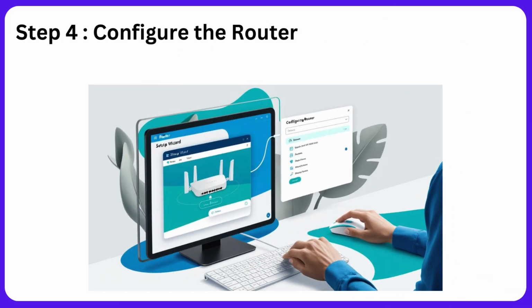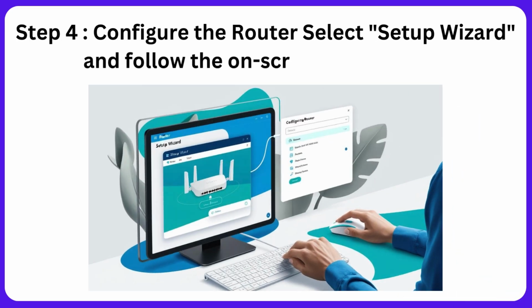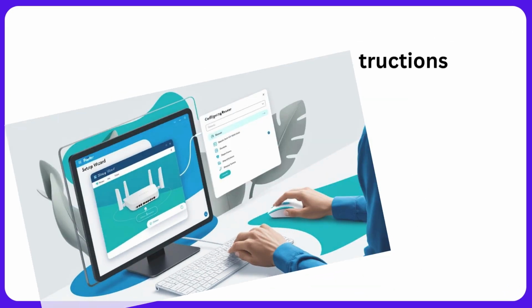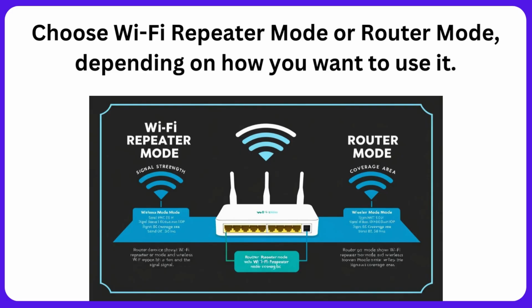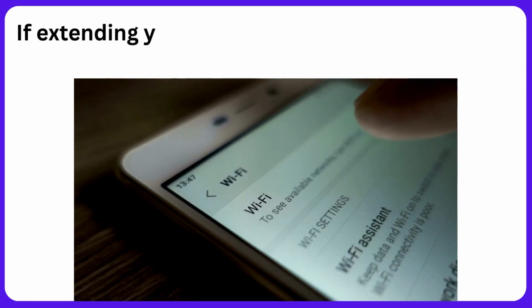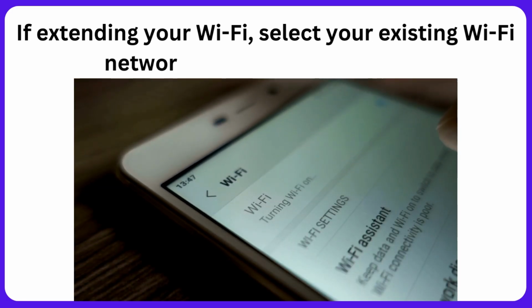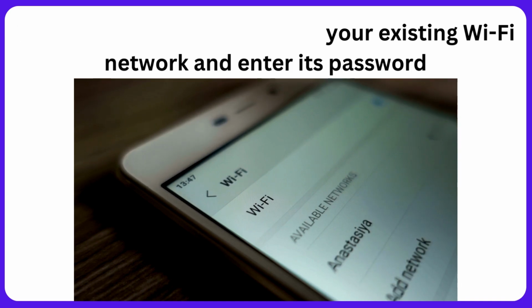Step 4. Configure the router. Select Setup Wizard and follow the on-screen instructions. Choose Wi-Fi repeater mode or router mode, depending on how you want to use it. If extending your Wi-Fi, select your existing Wi-Fi network and enter its password.